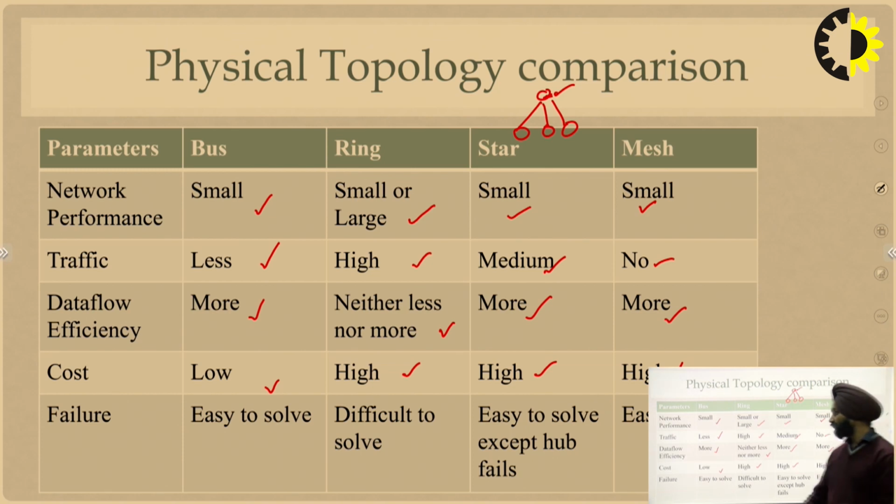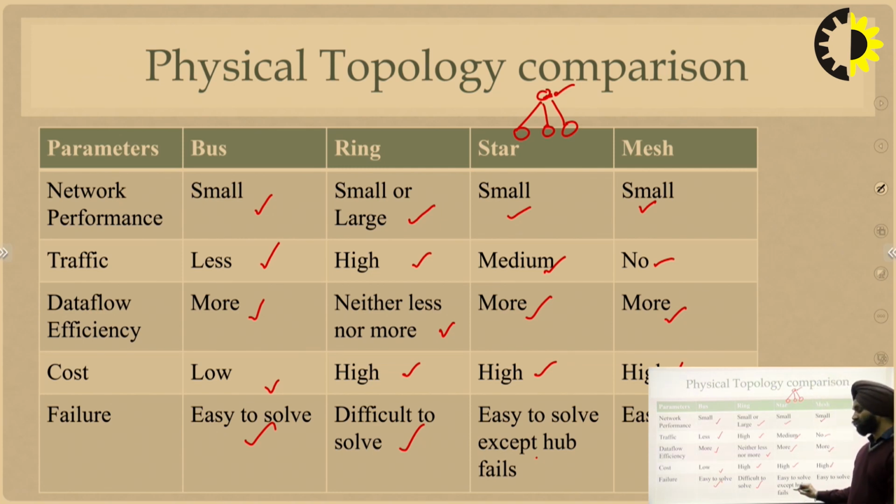Then failure: if there is any failure in the bus, it will be easy to solve because there is only one bus line where the failure can happen. Here, in the ring, it will be difficult to solve because of the ring structure of the network. So if one device fails, it will be difficult to find out what type of network failure there is.